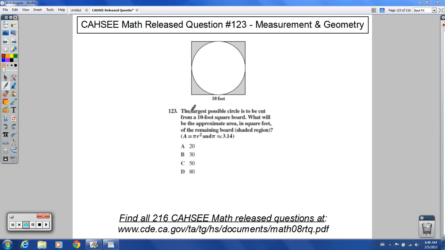Welcome to release question 123 for CAHSEE Math. It says the largest possible circles to be cut from a 10-foot square board. What will be the approximate area in square feet of the remaining board, the shaded region, in other words?